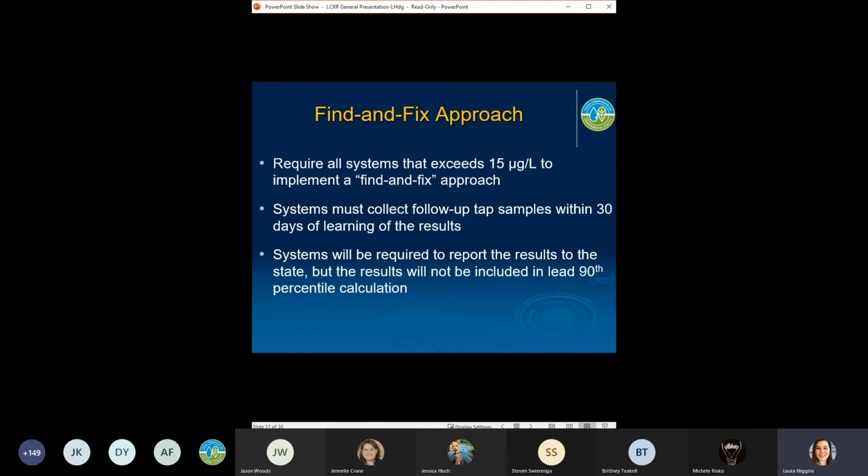Systems must collect a follow-up sample for each lead tap sample site that exceeds 15 micrograms per liter within 30 days of learning the results. And systems will be required to report these results to the state, but the results will not be included in the lead 90th percentile calculation.